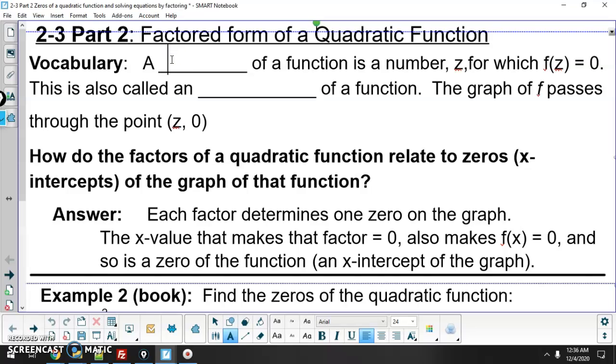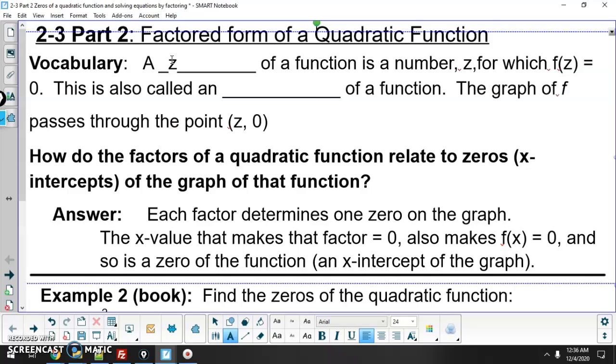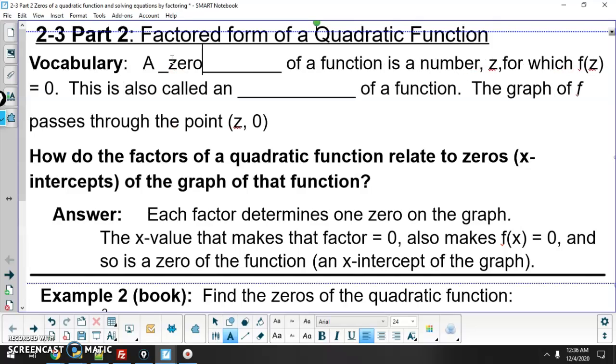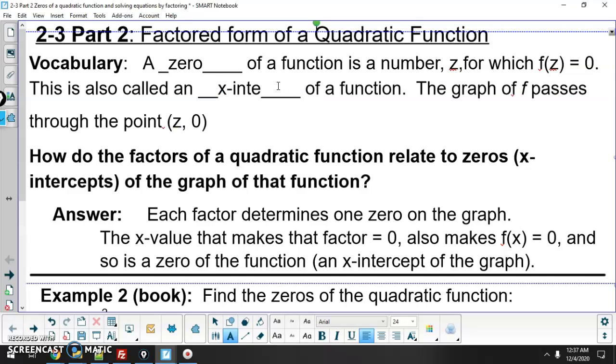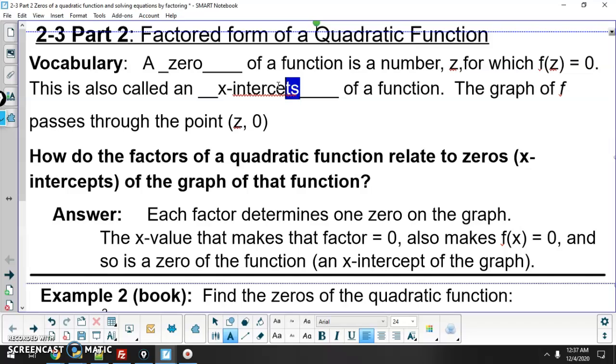All right, so here is a new word for you guys, and you might have heard of this, but it's called a zero of a function. A zero of a function is a number, z, for which when you put the number into the function, it gives you 0. We can think of this also as simply the x-intercepts of a function, because the y value is 0 at the x-intercept. So a zero of a function is the same as the x-intercept. So graphically, it's a point, z, comma 0.